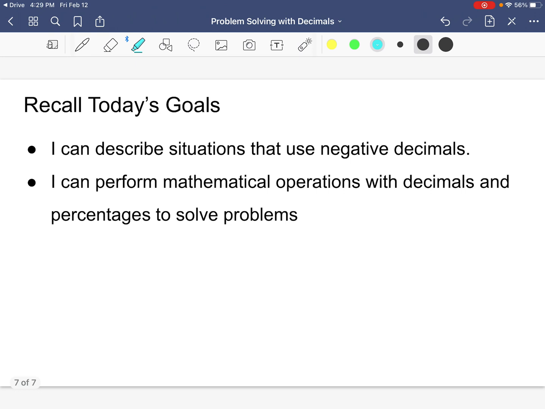And so you saw today 3 different situations that use negative decimals, and you saw how to solve mathematical operations with decimals and percents to solve problems.